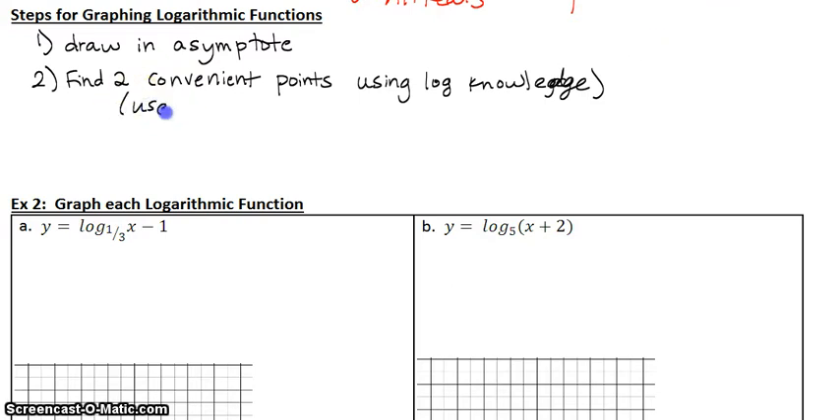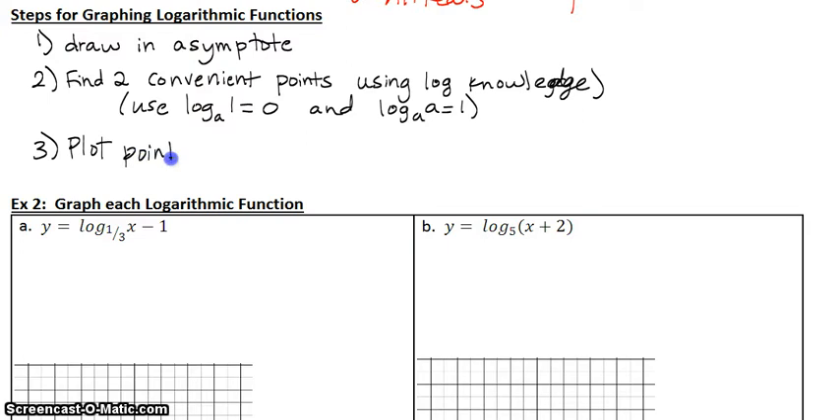But the recommended points that I would use are points such that I can use this property and that I can use this property. And that's not going to mean anything to you until I do the first example. But for now, just write this down. I'm going to try to use the log base a of 1 equals 0 property and the log base a of a equals 1 property. Those are the 2 properties I'm going to try to use to find my 2 points. Step 3, we're going to plot our points and draw the sketch. According to what I said earlier, where b could be greater than 1 or between 0 and 1, you just have to draw it in depending on that.